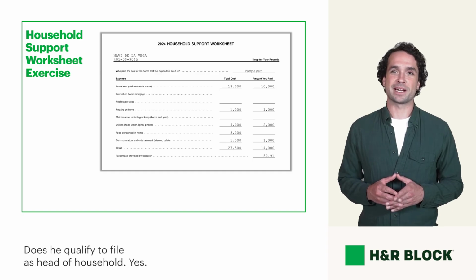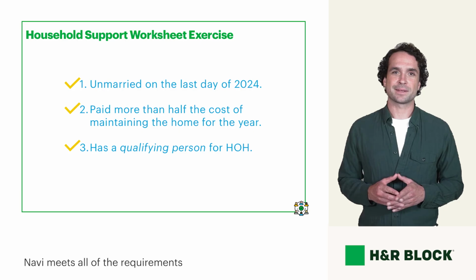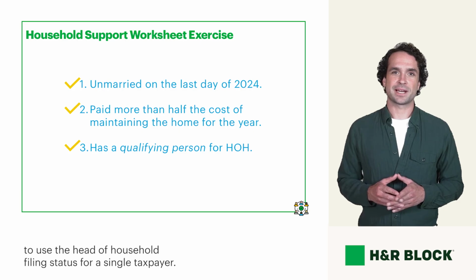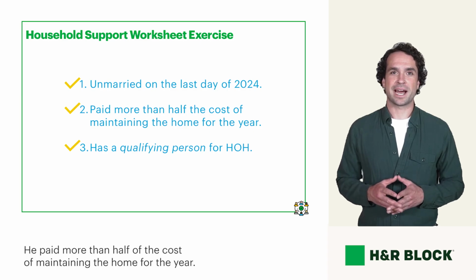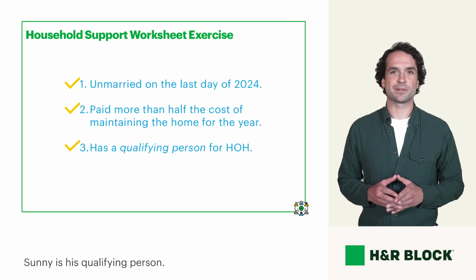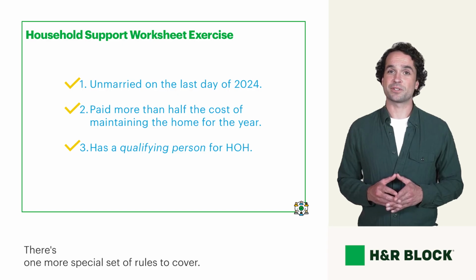Navy is single and will claim Sunny. Does he qualify to file as head of household? Yes. Navy meets all of the requirements to use the head of household filing status for a single taxpayer. He was unmarried on the last day of the year. He paid more than half of the cost of maintaining the home for the year. Sunny is his qualifying person. There's one more special set of rules to cover.